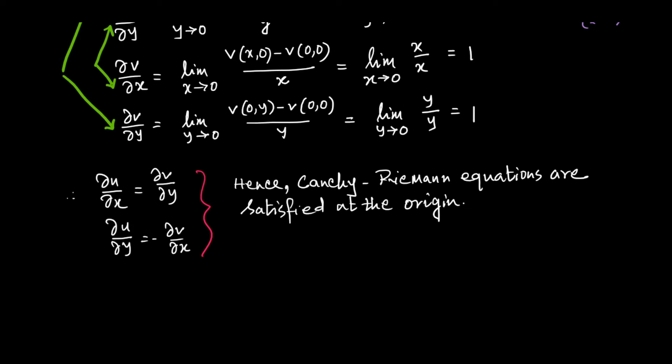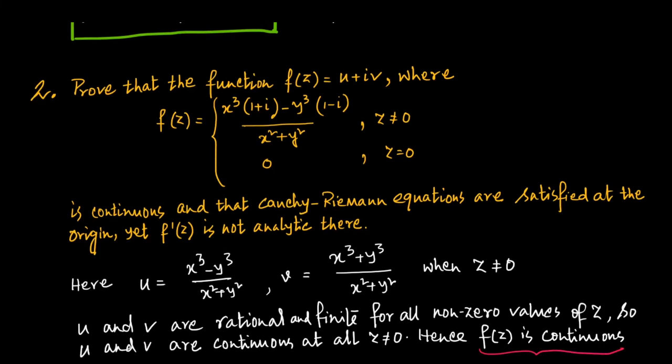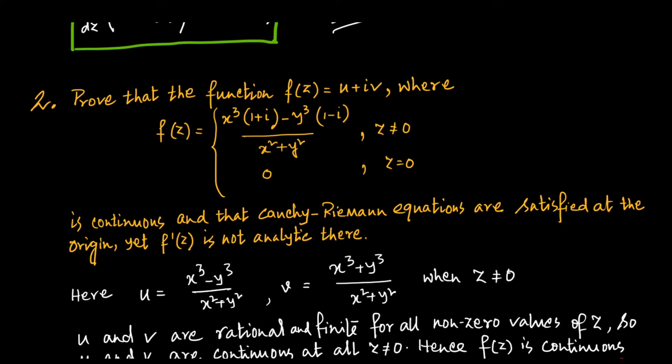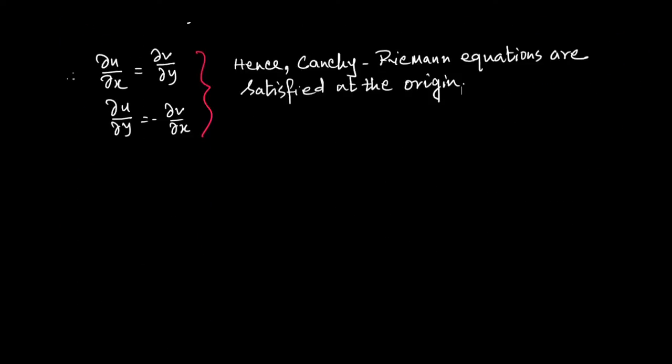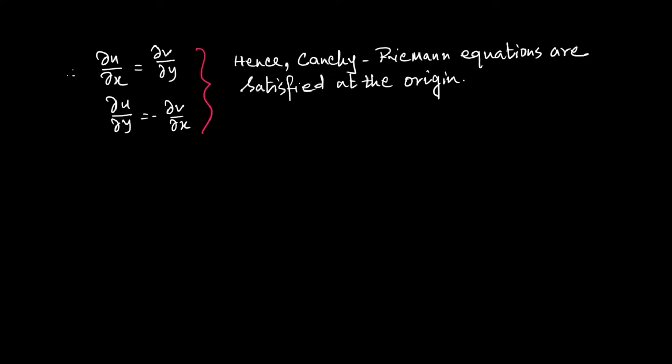So we have proved the first two parts of our problem. As per the problem, we are supposed to prove that the function is continuous and the Cauchy Riemann equations are satisfied at the origin. So we have proved the first two parts. Now what is left is showing that the function is not analytic at the origin. Let us try to find out the derivative of the function at the origin. If the derivative exists at the origin, then we can think further. And if the derivative does not exist at the origin, we can say it will clearly not be analytic, because for being analytic, the derivative has to exist at that point, along with that, at all the points in a neighborhood of that point, a neighborhood of the origin in this case.